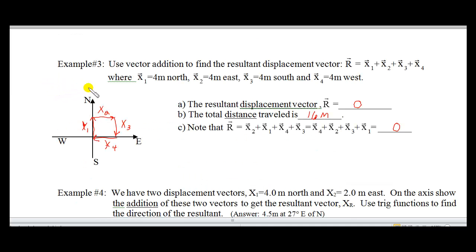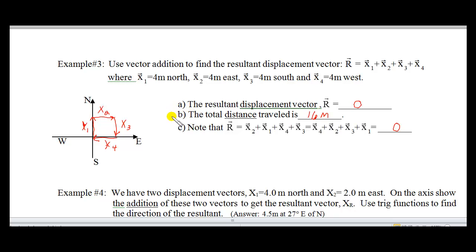Okay, let's check some answers. First of all, let's add these vectors up geometrically. We started with x1, it starts at the origin, it goes 4 meters north. Then we connect tail to head, x sub 2 therefore goes 4 meters east. X sub 3 connecting tail to head, but it now goes 4 meters south. And finally, x sub 4 goes 4 meters west. And so we end up right back where we started. That is why the resultant displacement is equal to 0. The difference between our initial position and our final position is 0.